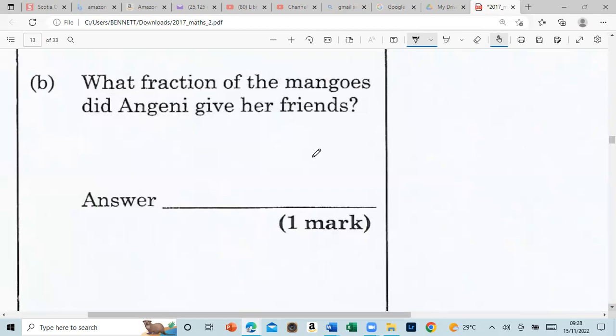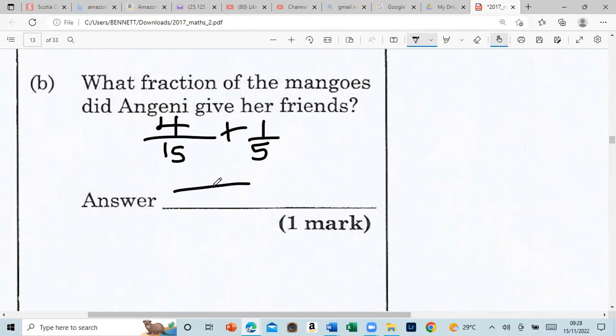And now it says, what fraction of the mangoes did Aunt Jeannie give her friends? So she gave 4/15 and what was it? 1/3, 1/5. So if you do 15, 1 multiplied by 4, and 5 multiplied by that 3, that's 7/15. So she gave a total of 7/15 to her friends. That's what it adds up to.